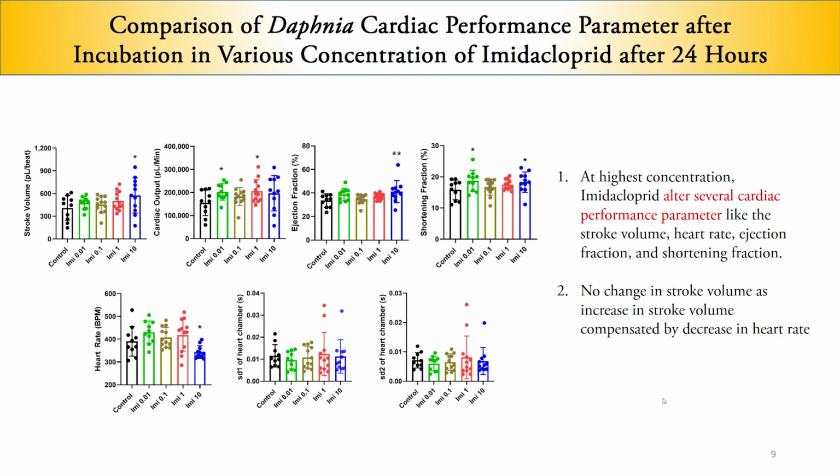And later we will compare the values of cardiac performance parameters after incubation in imidacloprid. And as we can see here, at the highest concentration, which is 10 ppm, imidacloprid already alters the stroke volume, ejection fraction, shortening fraction, and even the heart rate of Daphnia magna. However, as we can see, there's no significant change in cardiac output. I think this is because the increase in stroke volume is compensated by the decrease in the heart rate, which is a normal phenomenon.